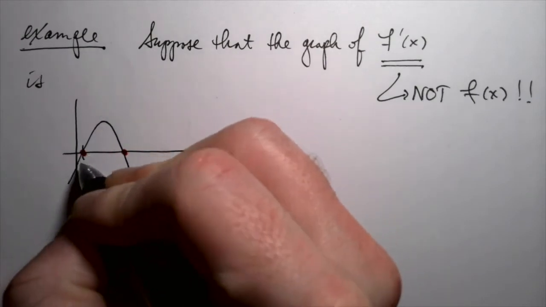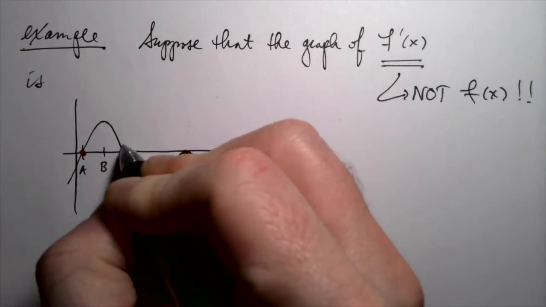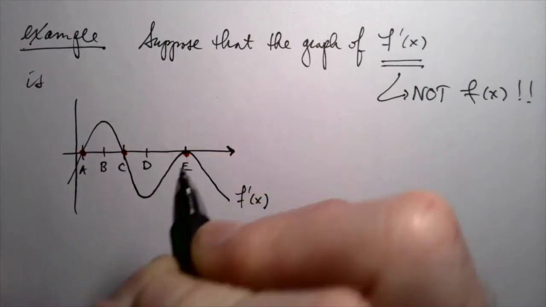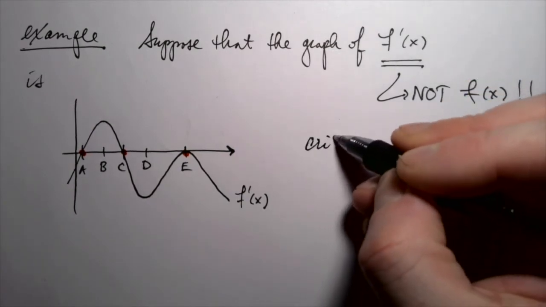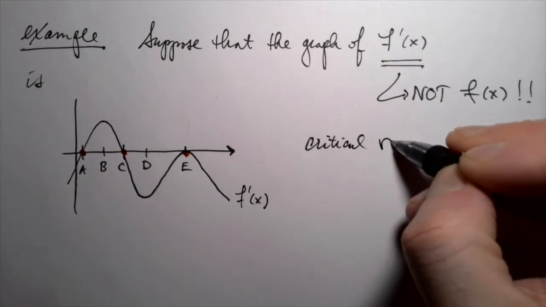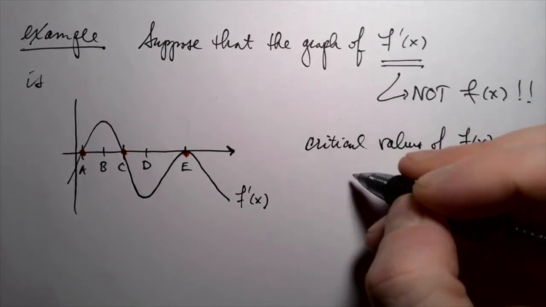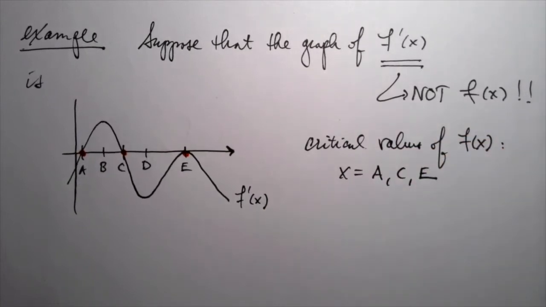And let me label the points here. That's going to be A, that little peak, and then this is going to be C, and that's going to be D, and that's going to be E. That'll be useful just to have names for these points. So just based on looking at the graph of the derivative, we can see that the critical values of the function itself happen at A, C, and E. Those are the three x values where the first derivative is 0.